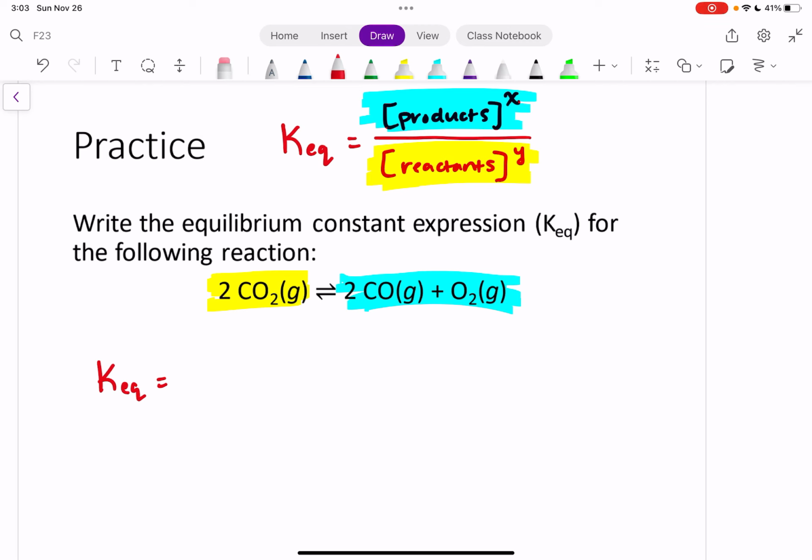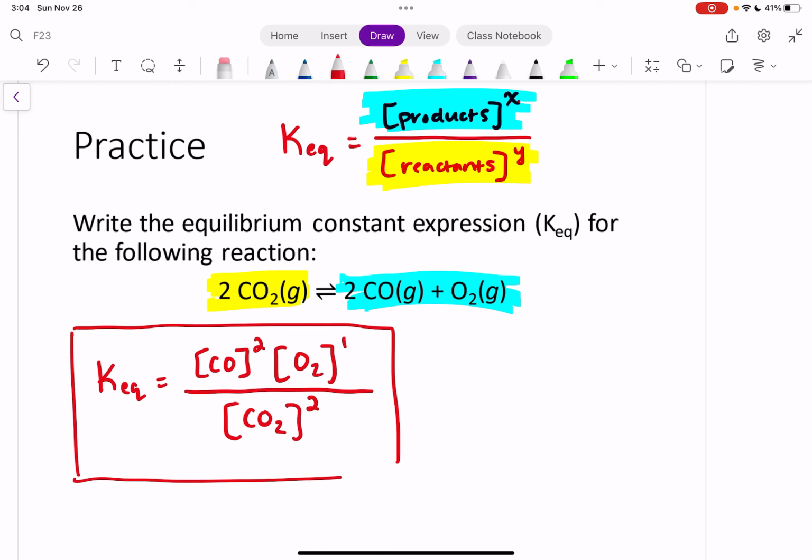And our products are CO raised to the power of what? Yeah, 2, because we've got a 2 here in front of our CO. That's our coefficient there. And then multiplied by O2, the concentration of O2. Remember those brackets. Raised to the power of what? Yeah, just 1. All of that divided by the concentration of our reactant. This time we only have 1, so we'll just have 1 thing in brackets down there. Raised to the power of what? Yeah, 2. And that is our answer. This is the equilibrium constant expression for that reaction.